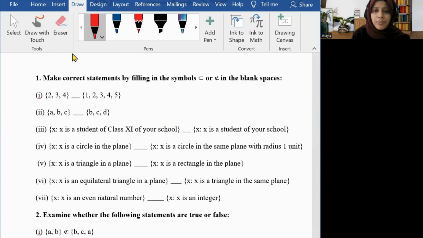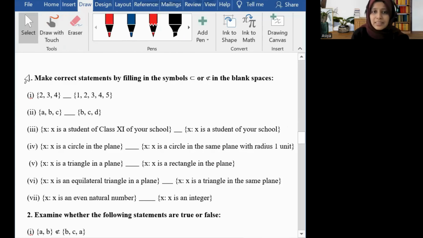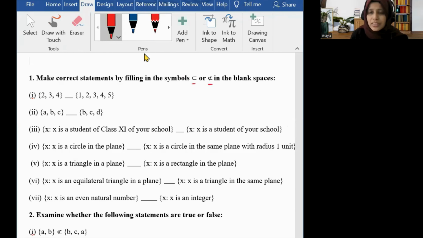Let's read the first question. Make correct statements by filling in the symbols. What symbol is that? What symbol is that? We have already learned this is a subset, and the other symbol is that of not a subset, right? This symbol is for subset, this is for not a subset. Now we know what a subset is.